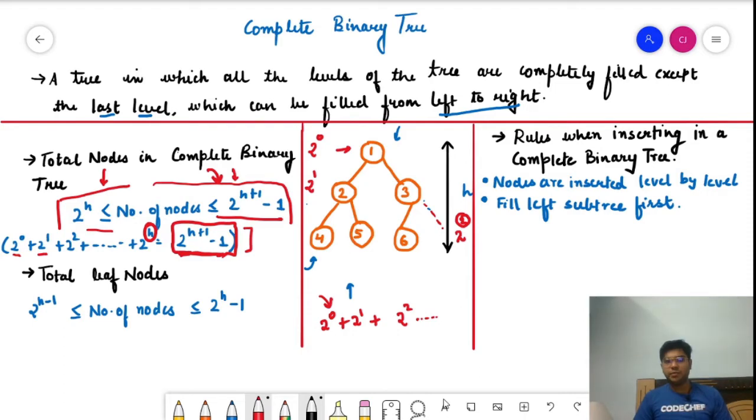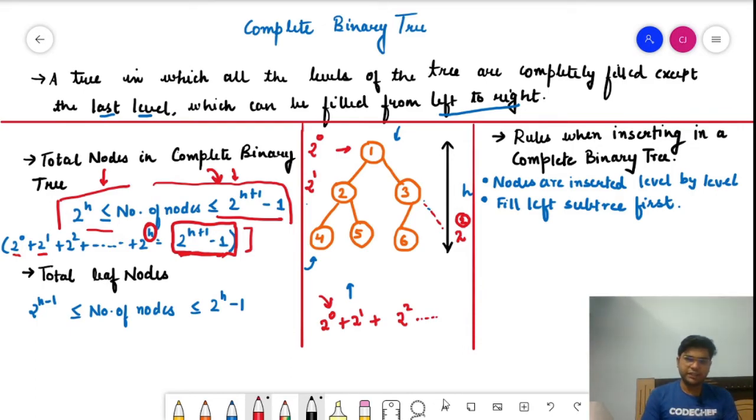Now what can be the minimum? What can be the minimum, right? So we know that this binary tree has a height of h. That means that it is perfect, right? The height we are sure of. So what can be the number of nodes there?